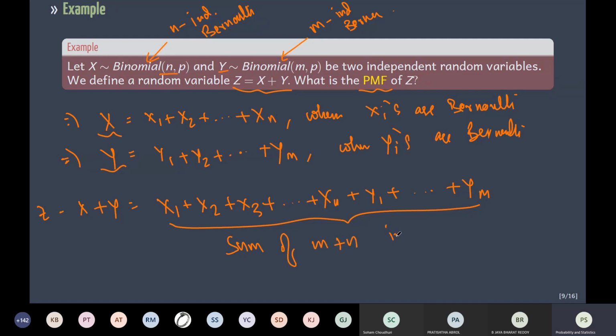Because these are a sum of m plus n independent Bernoulli random variables, from the previous argument, this must be binomial of m plus n, and p is the same, right? So the probability is kept the same. That doesn't change. So if there are two binomials given to us, then the sum will also be binomial.